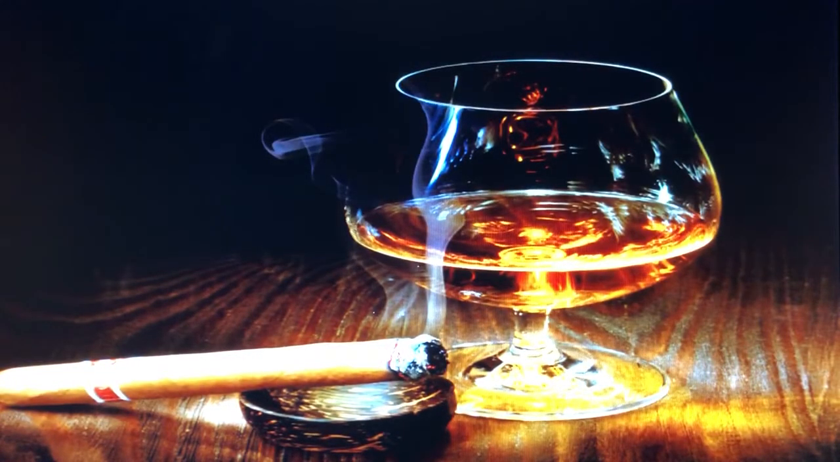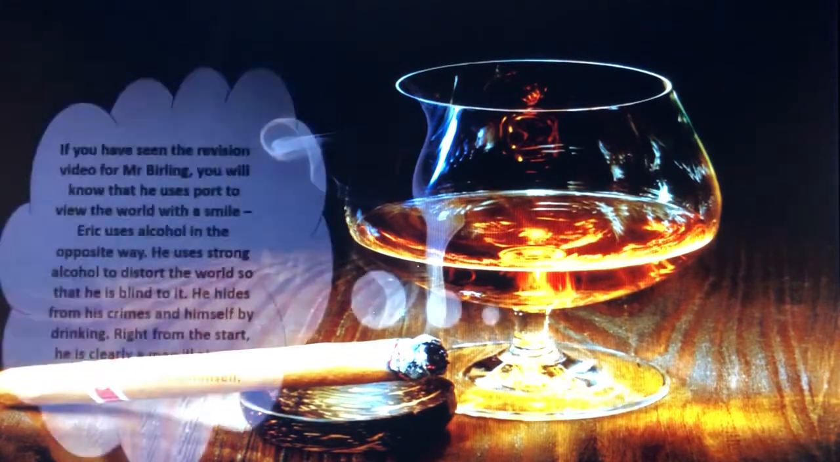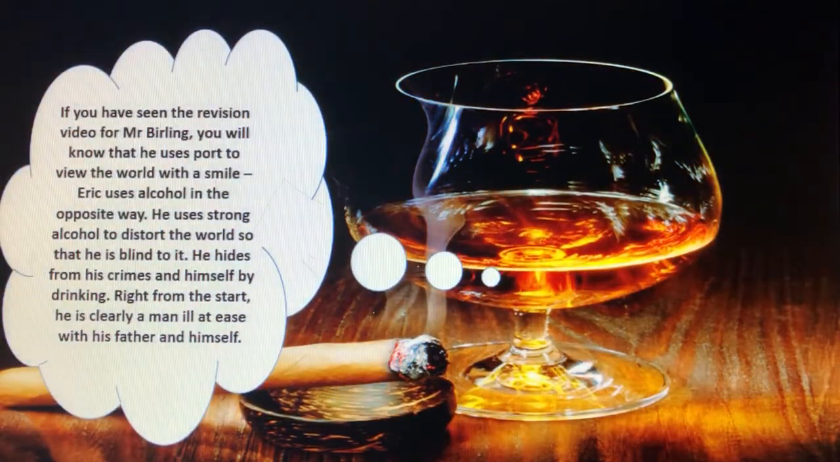Just like Arthur Birling, Eric seems to drink. But Eric uses alcohol in a very different way to Mr. Birling. He uses strong alcohol to distort the world, so he's blind to it. He hides from his crimes and himself by drinking. Right at the start, he is clearly a man ill at ease with his father and his own role.